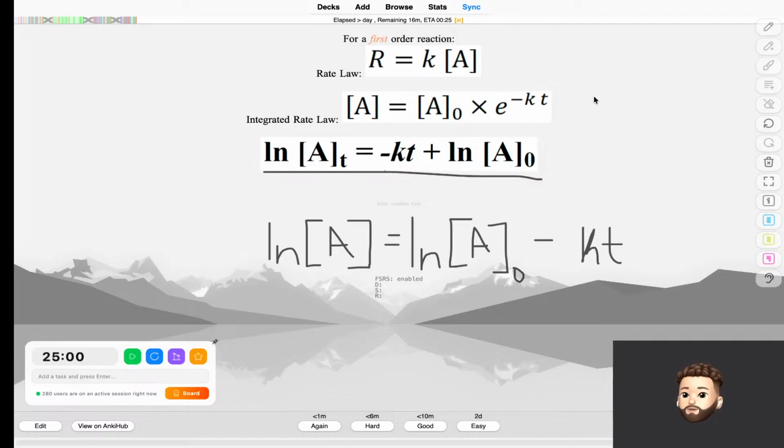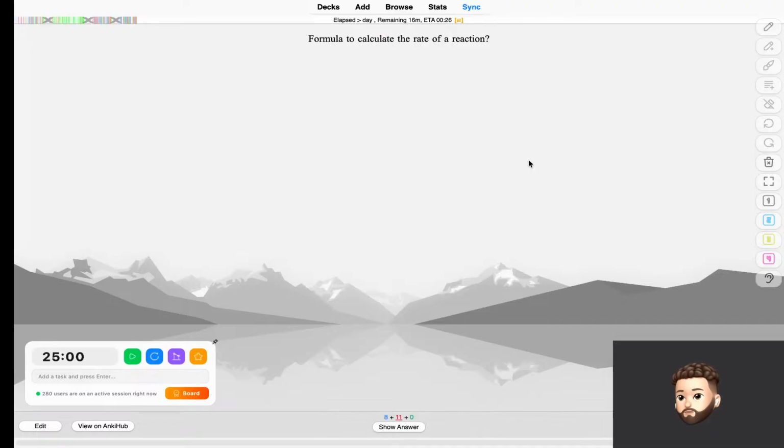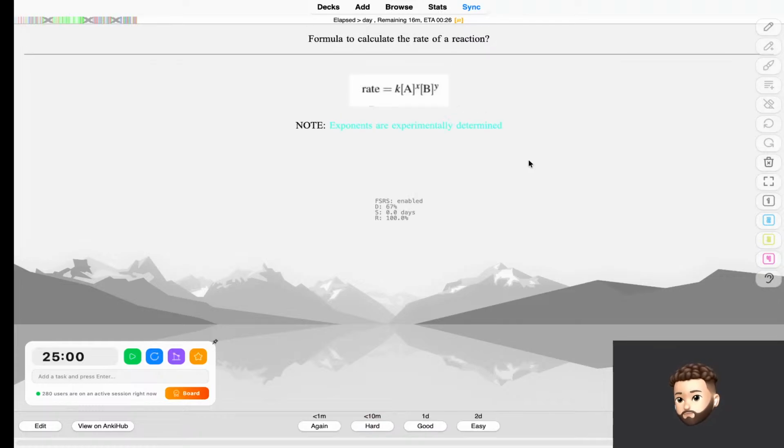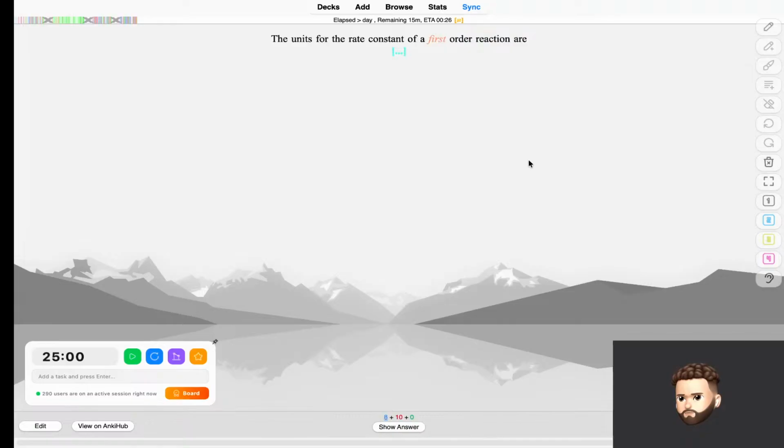Up here they didn't really do that, but for some reason with this one they do. Formula to calculate the rate of a reaction: the rate is equal to k times the concentration of A to some power times the concentration of B to some power. Units, that's 1/seconds.